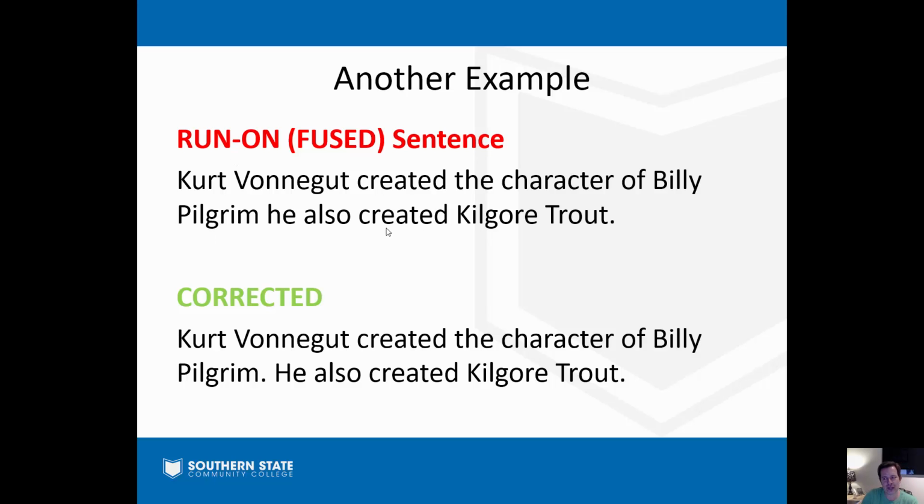We have a run-on sentence here at the top. Kurt Vonnegut created the character of Billy Pilgrim. He also created Kilgore Trout. As I mentioned a moment ago, we can correct that by turning the run-on into two separate sentences, as you see here in the corrected example. Kurt Vonnegut created the character of Billy Pilgrim, period. He also created Kilgore Trout.